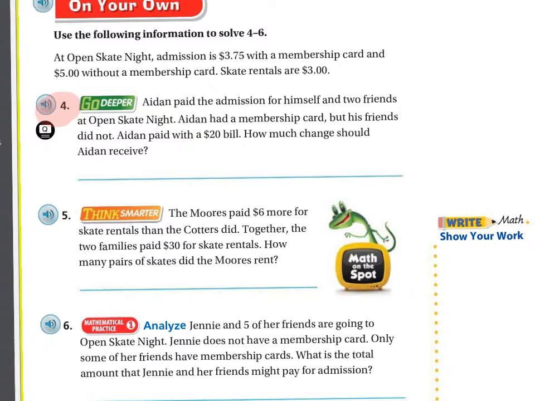So what we're going to do here is figure out the answer, and then again, you're going to be writing it on your paper. It's going to be number 4 on your paper. So you want to go back and think, okay, what do I need to figure out? You need to figure out how much Aiden costs.